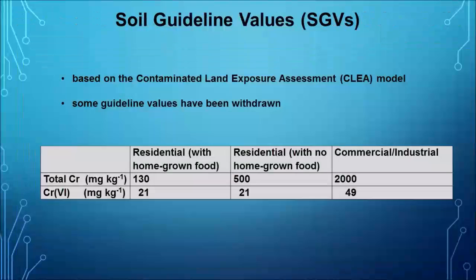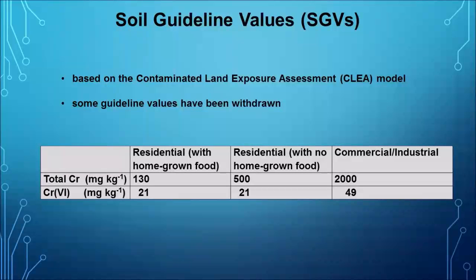Now, in terms of human health in the UK, there has been a development of a model called the Contaminated Land Exposure Assessment model, and there have been soil guideline values which have been developed on the basis of this. I've just put here the values for total chromium for different types of land use. You can see values here for residential with homegrown food at around 130 milligrams per kilogram, right through to commercial industrial sites, where the safe level is 2,000 milligrams per kilogram.